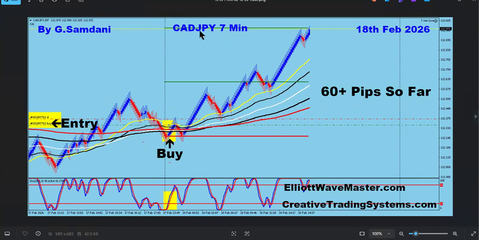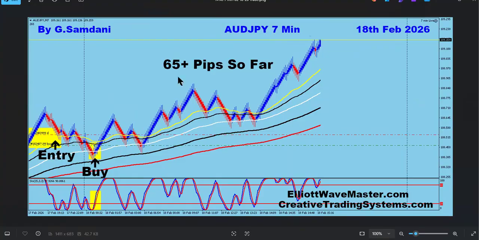And CAD yen, 60 pips from here, 7-minute chart entry like that. And Aussie yen, 65. All yen pairs that I watch, and I don't watch franc yen, but all the other pairs, all yen pairs, right? So all of them gave me the entry, some 20 and 7, some only 7, and some only 20. This is the beauty about the system here and the entry system.